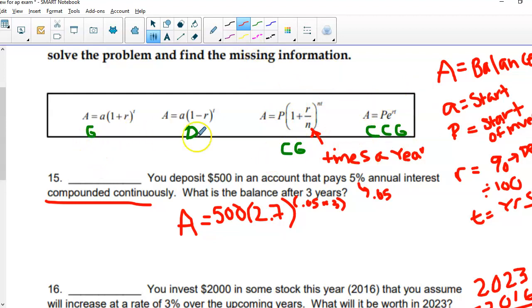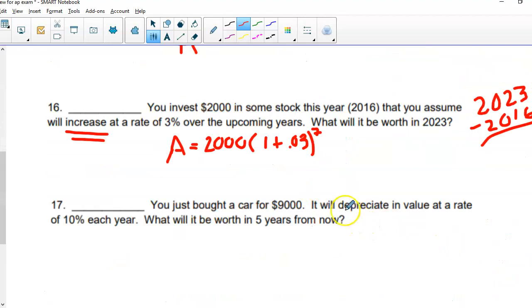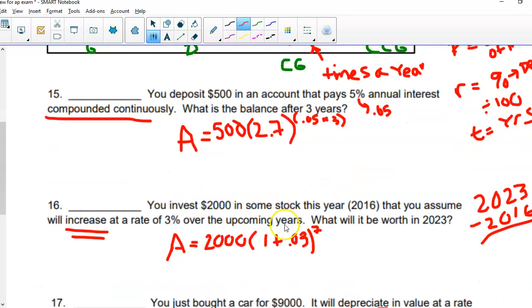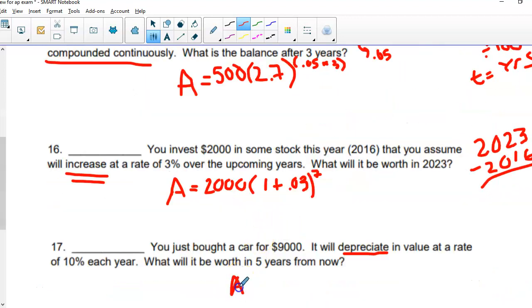So now we have to decide, is it growth or is it decay? Now there's a word in here that not everyone knows, and it's depreciate. That means go down. So that means we're using the decay formula. We want to know how much it will be worth. We initially started with $9,000. It will go down 10%, so divide by 100, to the fifth power. 9,000 times 1 minus 0.10 to the fifth power.